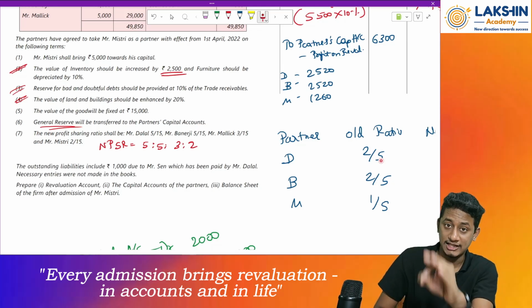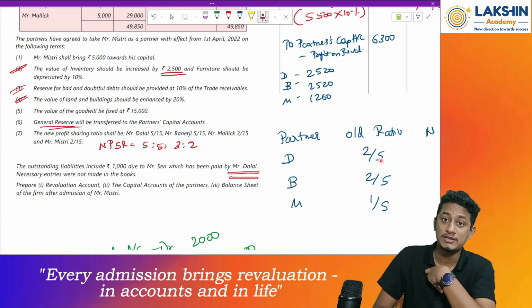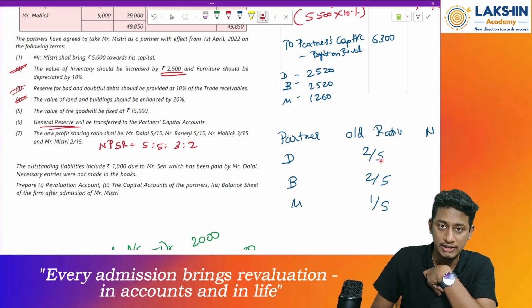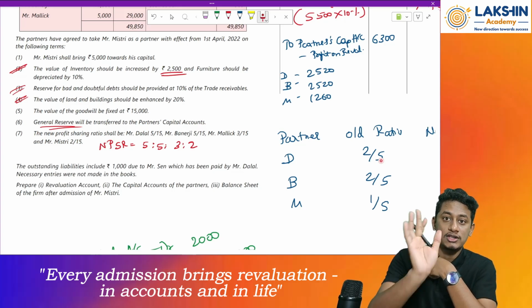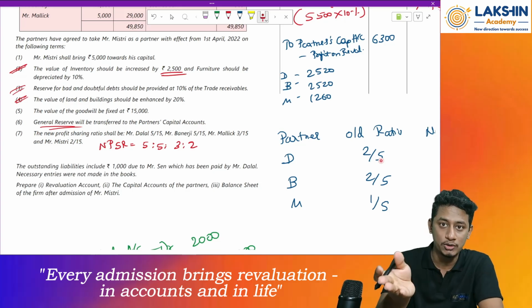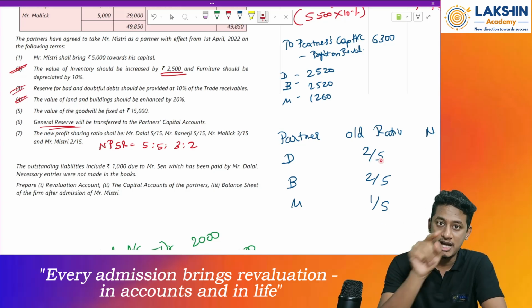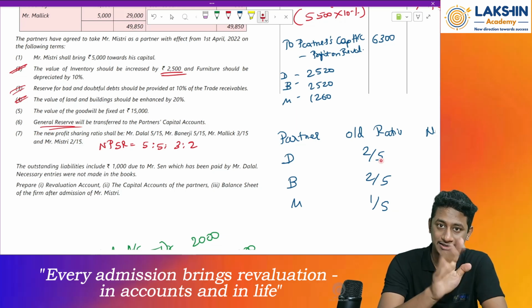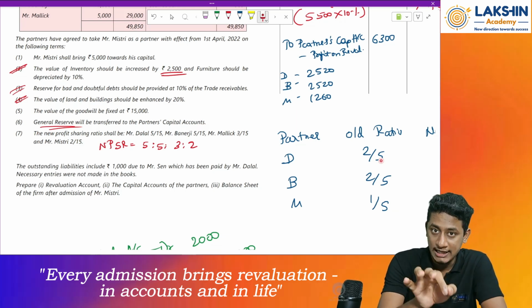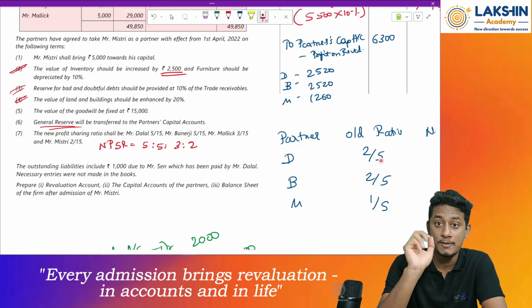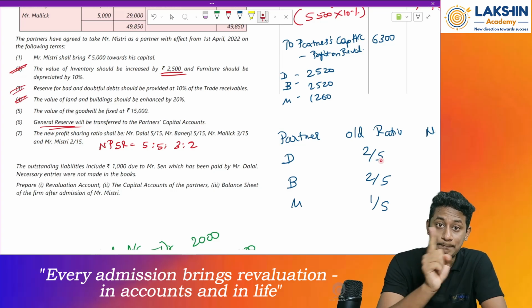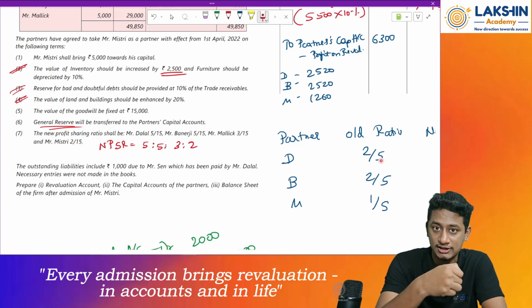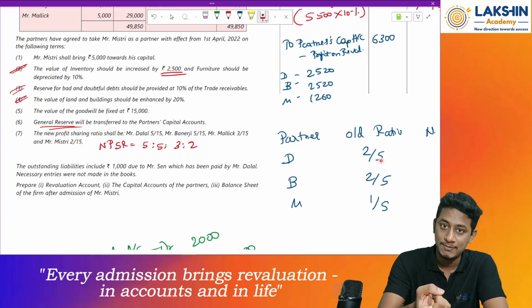That liability has been paid by Mr. Dalal from his personal money. That means the firm owes something to him. See, when a partner is paying on behalf of the partnership firm, that means the firm should pay him, right? See, it was whose liability? In reality, it was the partnership firm's liability. But who is paying it? The partner is paying it from his own hands. So that means the firm has to pay him something, right?